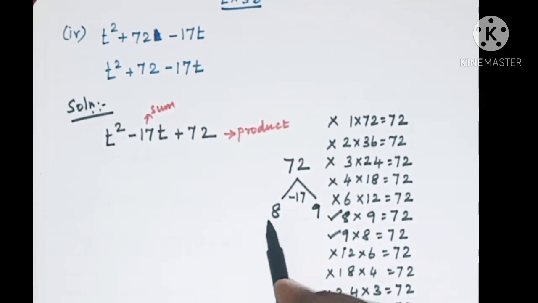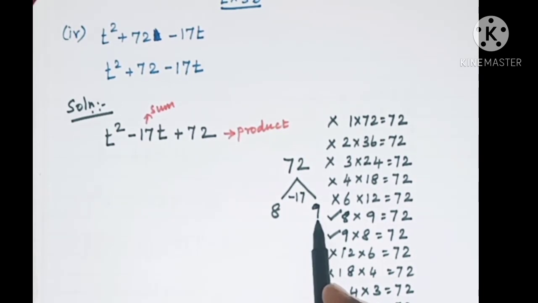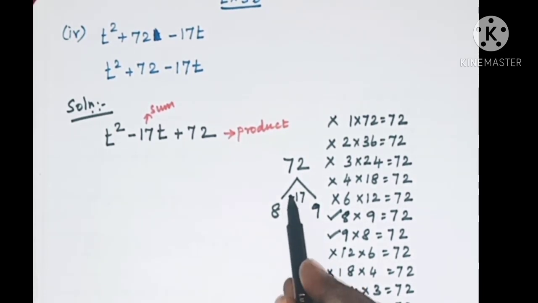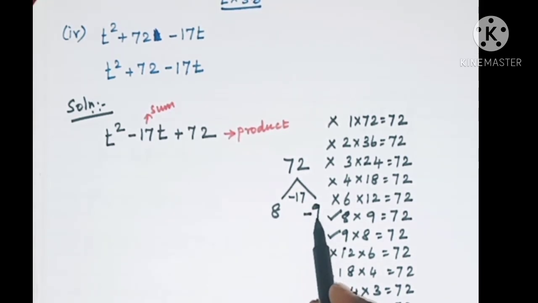So we have to identify the greater number from these two numbers. The greater number is 9. So 9 is the greater number. We should put the sign of this number. The sign of this number is minus. So we should put minus symbol on the greater number. Isn't it? Now check. 8 into 9. 8 9s are 72.